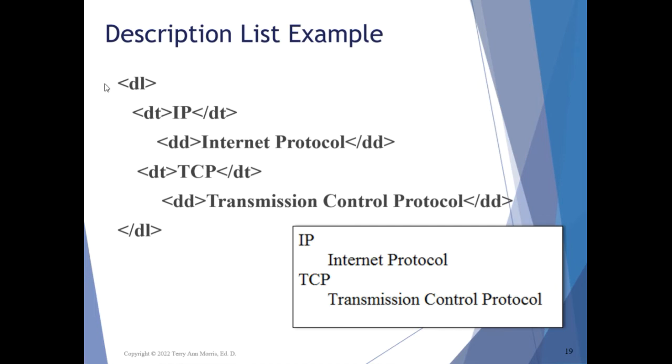Here on the slide, we can see our DL is open and we close it. In between the open and close, we open a DT with the content of IP and we close it. We open a DD with the content of Internet Protocol and we close it. We open another DT with the content of TCP and we close it. Then we now open DD with the content of Transmission Control Protocol and we close it. Our output shows IP equals Internet Protocol and TCP equals Transmission Control Protocol.